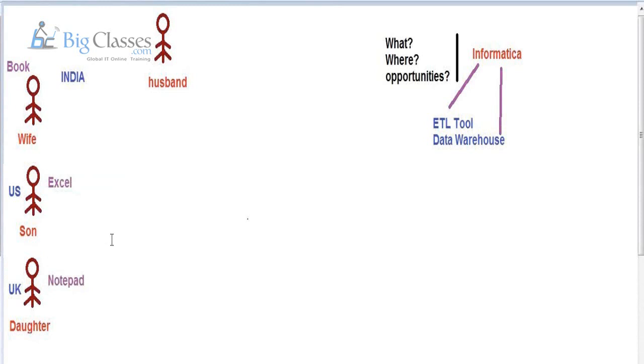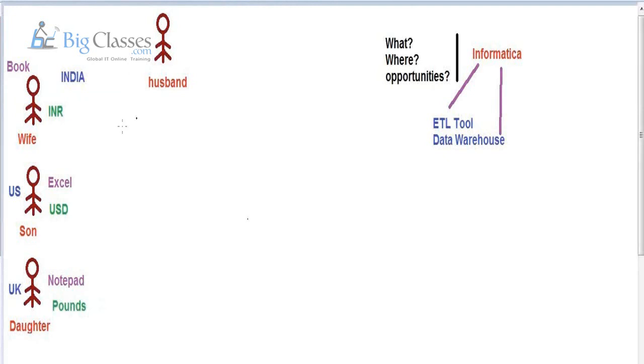And if you look at the currencies, as the wife is staying in India along with the husband, all her expenses are going to be in Indian rupees. Okay, and the son's expenses are going to be in US dollars as he is staying in the US, and the daughter's expenses are going to be in pounds. Right? Now, let us say the month is completed.